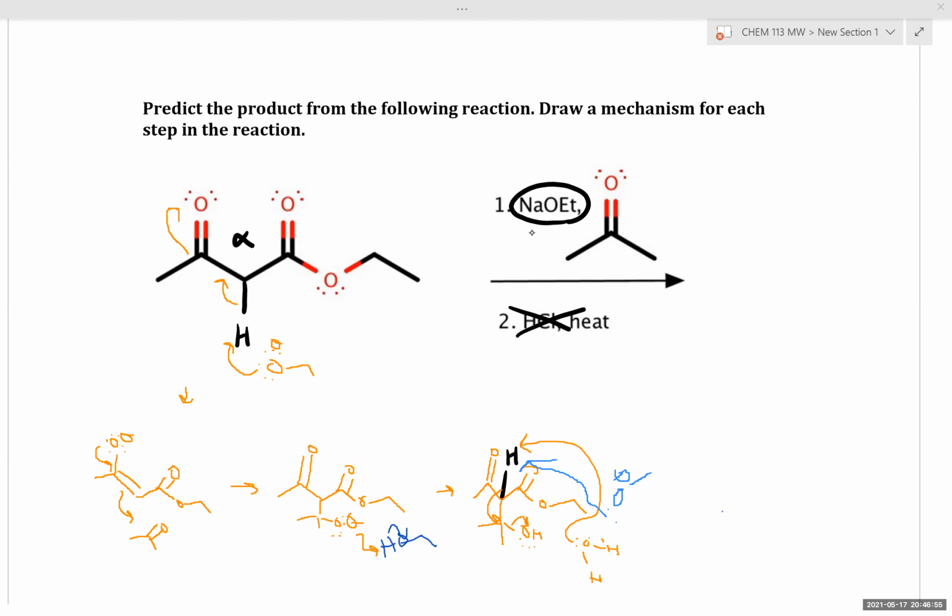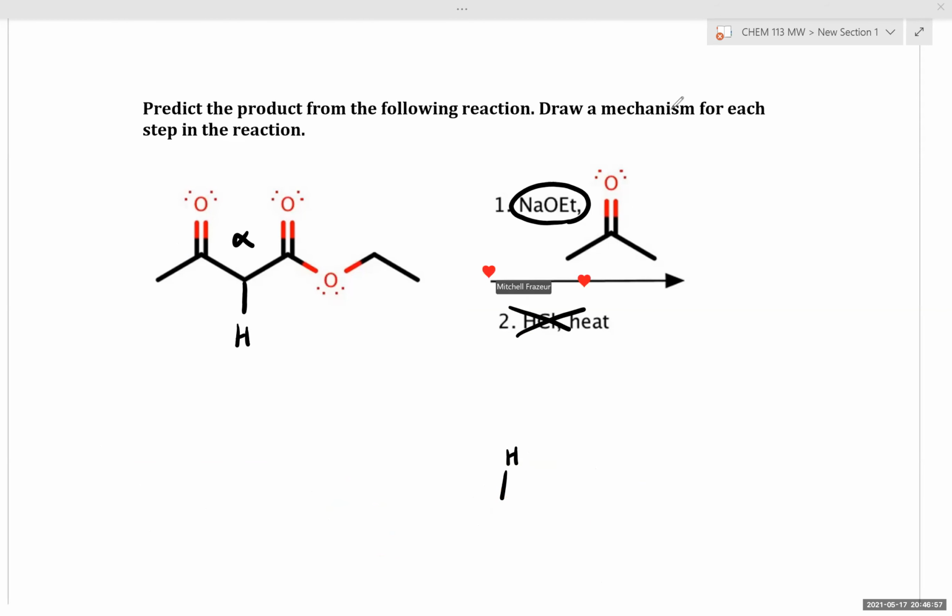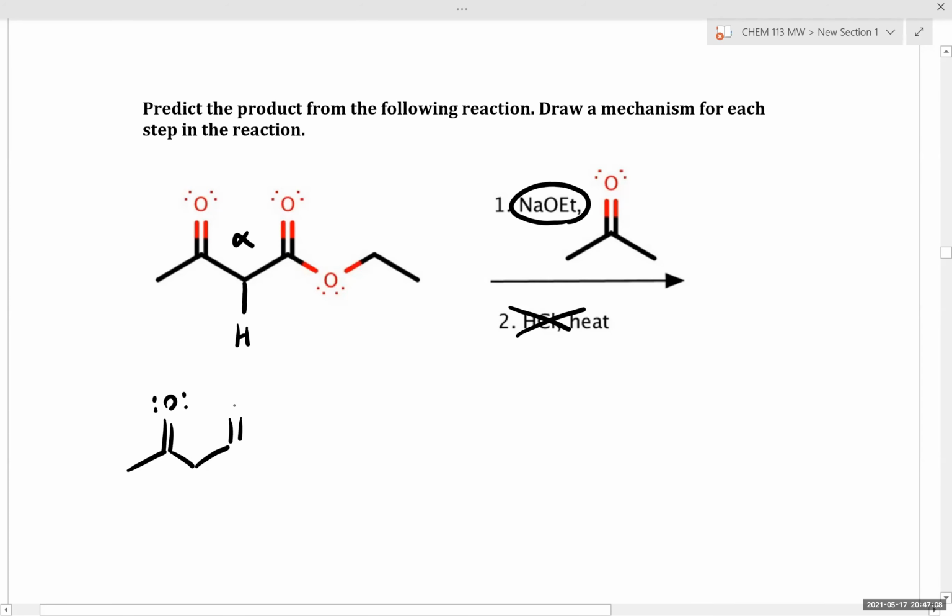Perfect. So these student proposed mechanisms looked great. So let's just reiterate the key steps. I wanted us to talk about both an acidic and basic elimination mechanism in these examples, because for these more activated substrates, you will often see elimination occur readily under basic conditions.